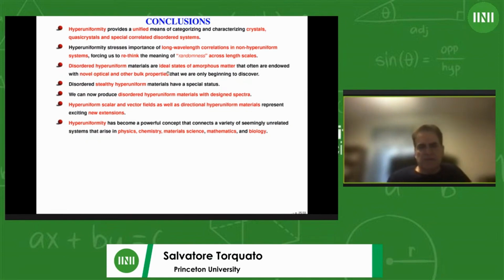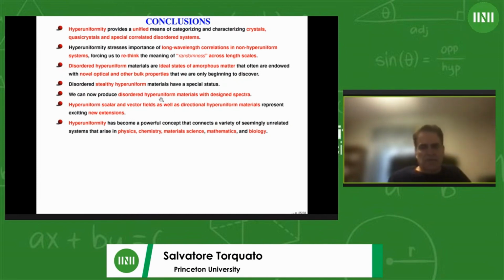Normally, we're kind of sloppy about that. Disordered hyperuniform materials are ideal states of amorphous matter that are often endowed with novel optical and other bulk properties that we are only beginning to discover. And that's something that I want to emphasize. We're really in the infancy. And the other point I want to make is that disordered stealthy hyperuniform materials have a very special status for the reasons that I just mentioned, especially in terms of interesting optical properties.